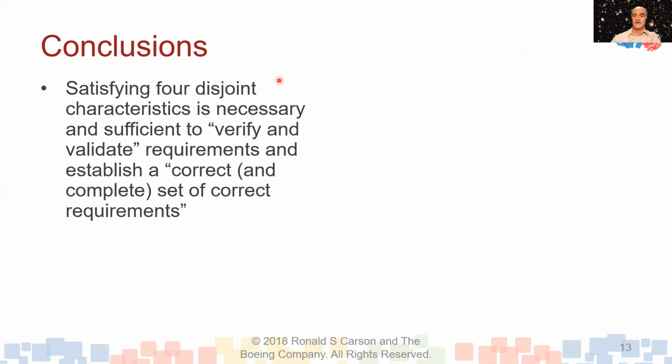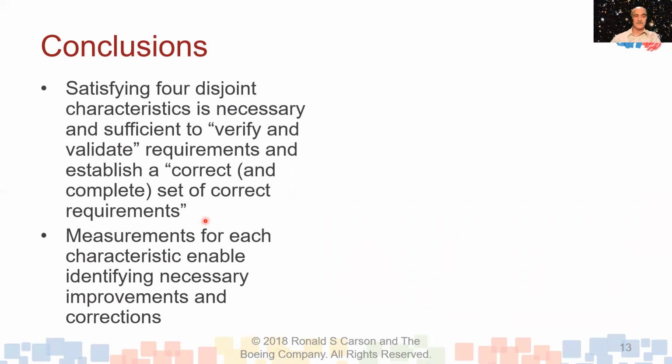So, conclusion: satisfying these 4 disjoint characteristics of verifiable, necessary, sufficient, and feasible is necessary and sufficient to verify and validate requirements individually and as a set, and then to establish a correct set, that is a correct and complete set of correct requirements. And by making measurements, we can understand where we are. So we've identified these measurements for each characteristic, so we understand where the deficiencies might be and point to whatever improvements are necessary.